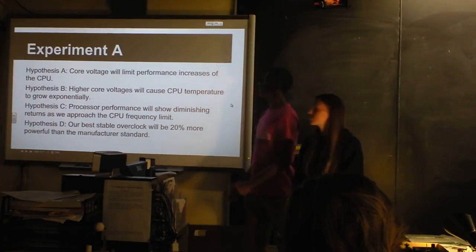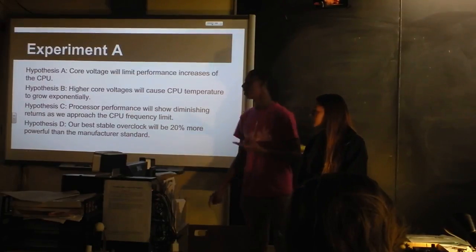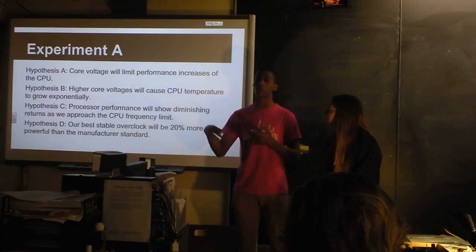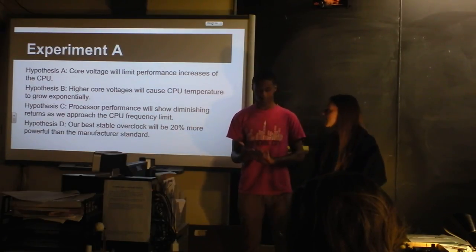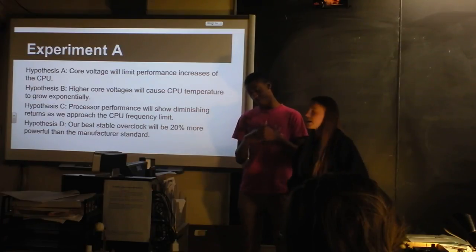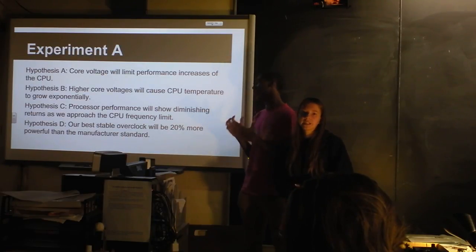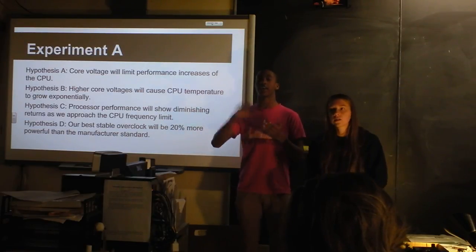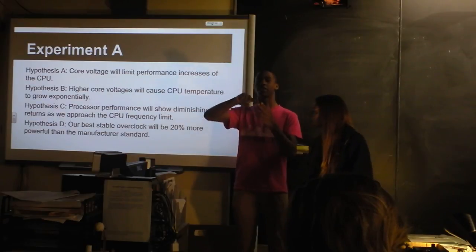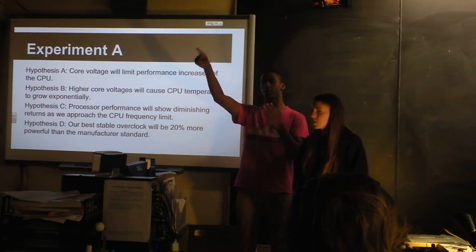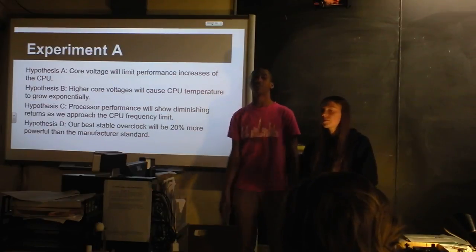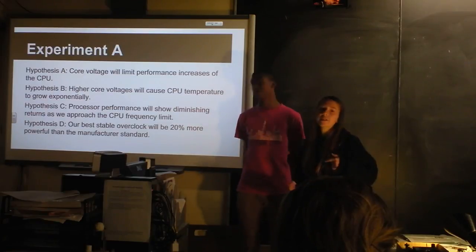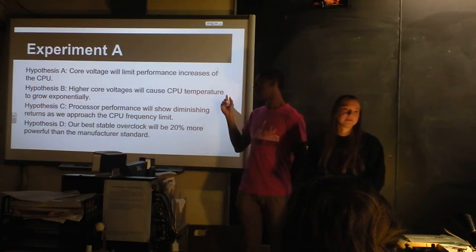So these are all our hypotheses for the processor overclocking. Hypothesis A was that the core voltage will limit performance increases of the processor, so we'll have to increase the voltage as we go up in frequency. Hypothesis B was that the higher core voltages we use, the CPU temperature would grow exponentially. Then we thought that processor performance will show diminishing returns as we reach the physical limit, like it'll be inverse exponential. And our last hypothesis was that we'd be able to get the CPU running at 20% better than the manufacturer had it.